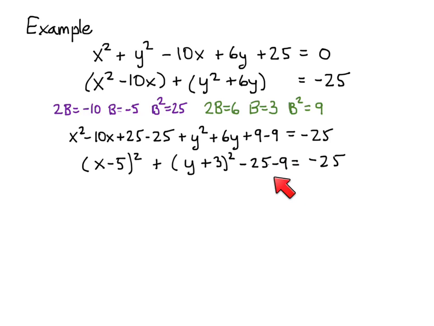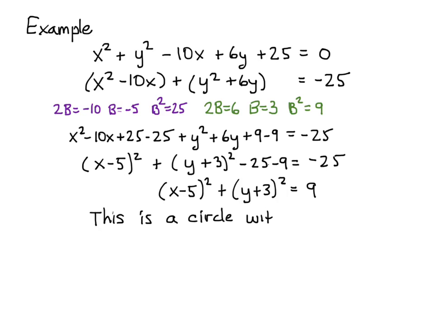So what I'm going to do is put them at the end, and now I'm going to add 25 to both sides of the equation and add 9 to both sides of the equation, and I get now something that is, hopefully, very familiar. This is the equation of the circle in standard form. So we can read off everything we need to know here. So it's a circle with a radius of what? 3, right? And where's the center? 5. Yeah, 5, negative 3.